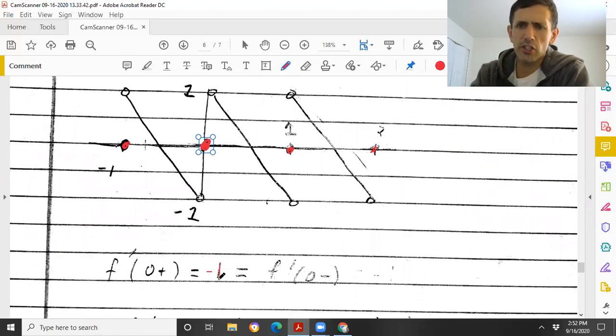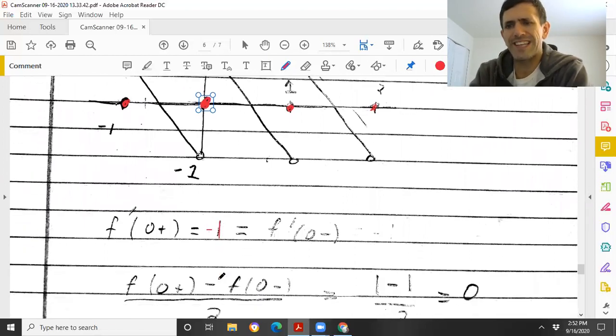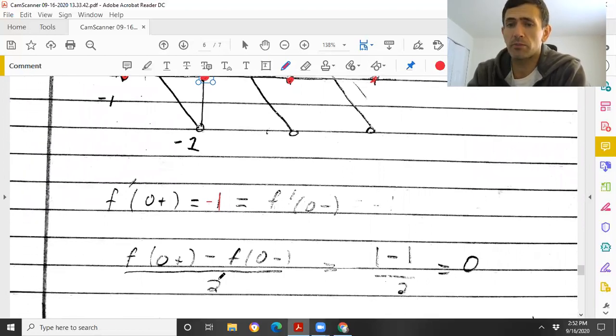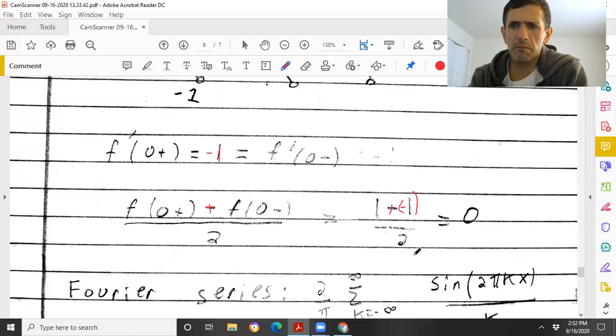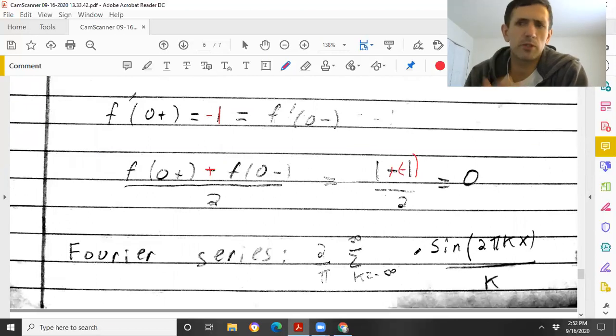Okay, so we know what the Fourier series has to be at 0. It has to be the average of the jumps. And sorry, there should be a plus here. So it's 1 plus minus 1 is 0. All right, and we've observed that before. We've computed the Fourier series to be 2 over pi, sum over k, of sine 2 pi kx over k.